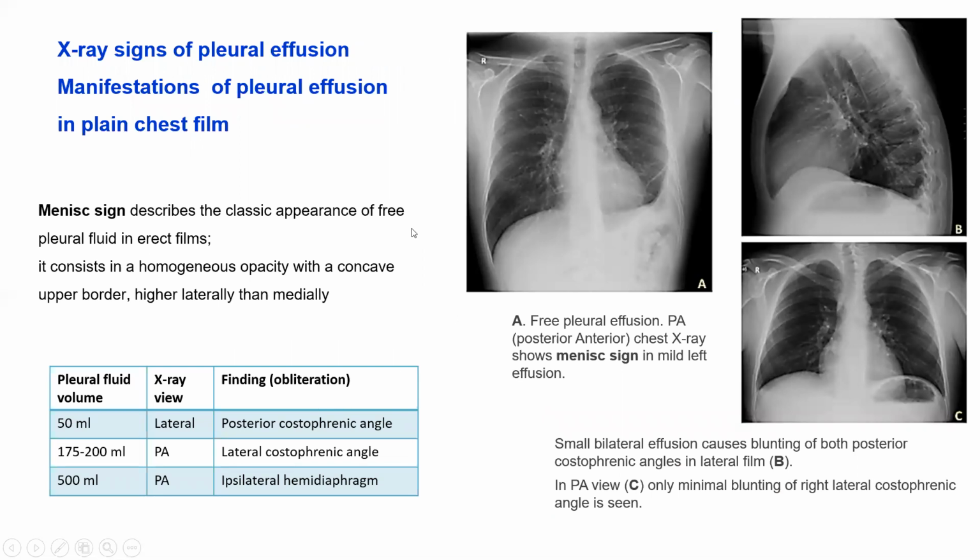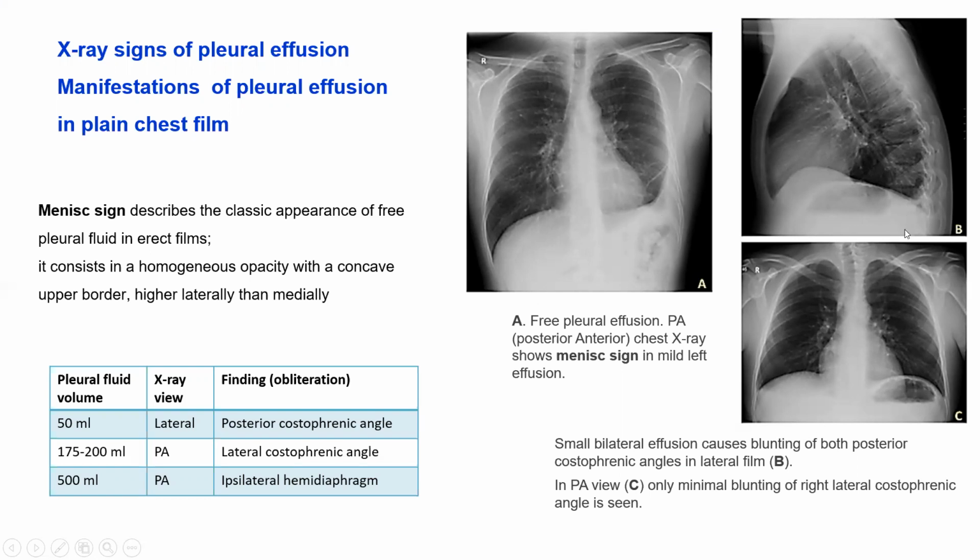X-ray signs of pleural effusion: we notice several symptoms. First of all, look at this image, image A. We can see free pleural effusion. This is left-sided pleural effusion on the frontal view, posterior-anterior chest X-ray. We can see many signs of a middle left effusion.